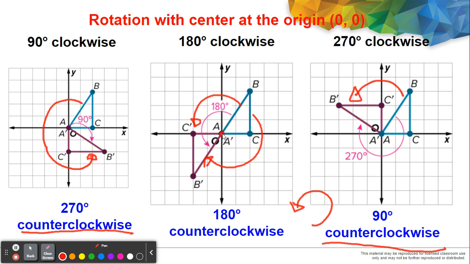This is our origin, 0, 0. However, you can also rotate with a different center. You can have a center from anywhere on our coordinate plane, but you will have that when you go to geometry. Right now, we're going to focus on center of rotation at the origin. So please complete your guided notes about this one. Once you're ready, you can go on to the next part of our presentation.